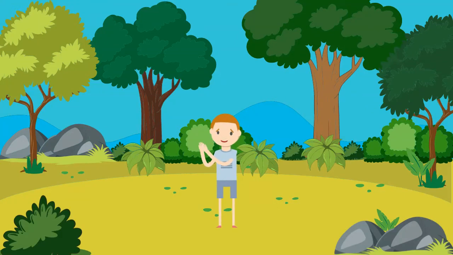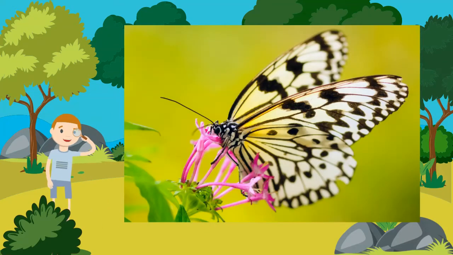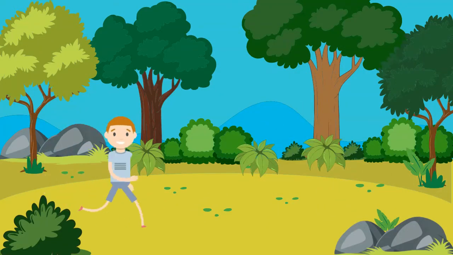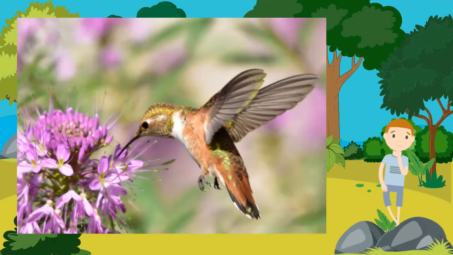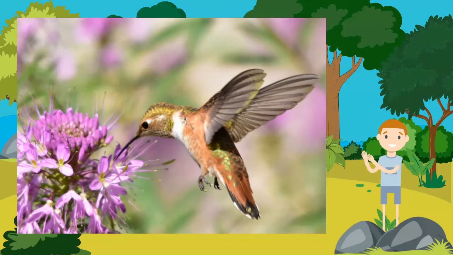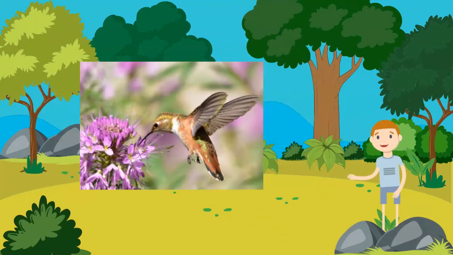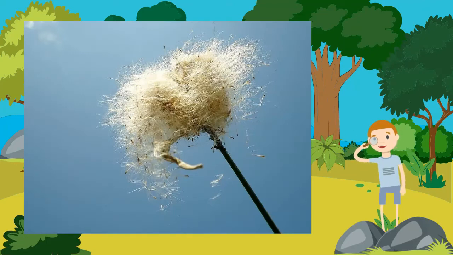Bees aren't the only pollinators. Look at this picture. What type of pollinator is this animal? Yes! A butterfly is a pollinator. Butterflies also like to eat the nectar from flowers. What type of pollinator is this? Great job! Some birds make great pollinators. This is a hummingbird.